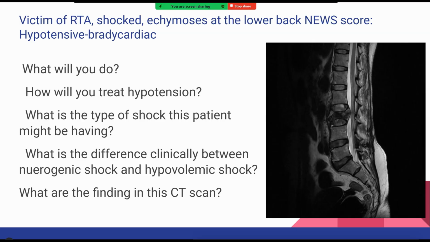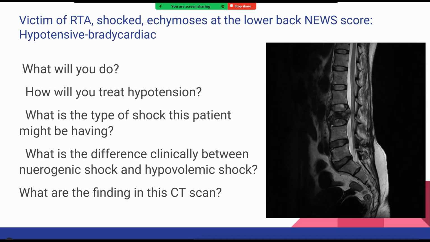Okay, so what will you do in the management of this patient? This patient is a victim of a road traffic accident, so I will call for help and manage her according to Advanced Trauma Life Support protocol, that is, assess and manage airway with vital spine stabilization, breathing assessment and management, circulation, and disability. Okay, so how will you treat the hypotension in this patient?